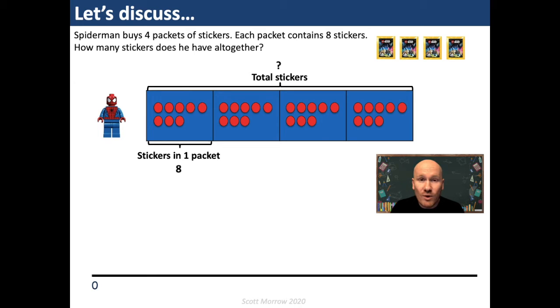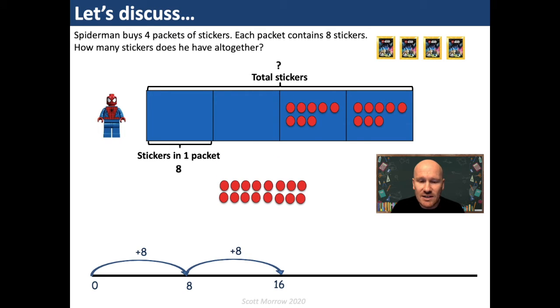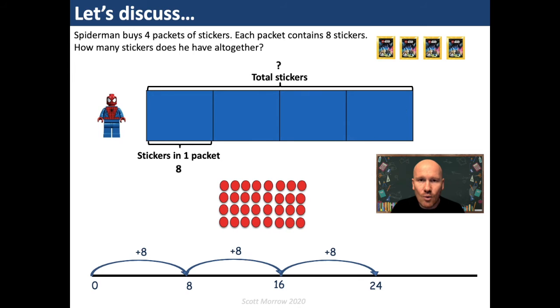Now I can record this on my number line. So let's start with 0 stickers to begin with, and I can count on 8. So that's the first packet. So I've now got 8 stickers so far. Let's count on the next packet. That's another 8, which takes me to 16 counters. Then I can count on the next 8, which takes me to 24. And then I can count on the last 8, which takes me to 32. So I can see that altogether there are 32 stickers. And I organised those counters into an array. I made 4 rows of 8 to help me work that out.